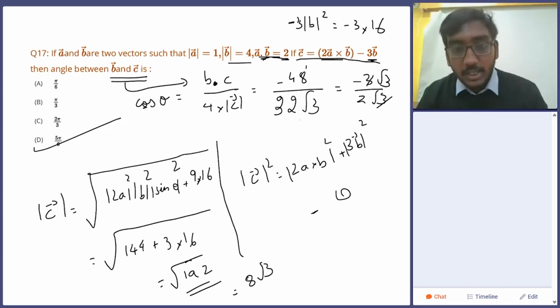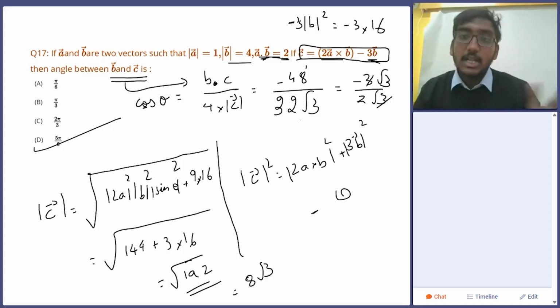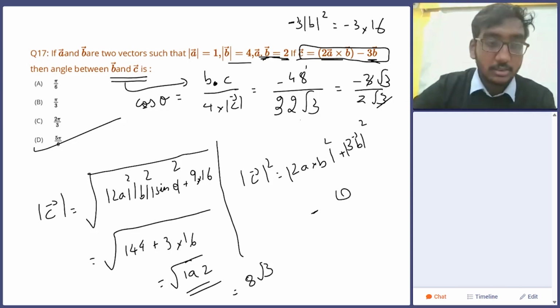With that you can find modulus c, right? And in this expression, when you take the dot product with b on both sides, that is on the left hand side as well as the right hand side, you will get the value of b dot c also. Okay, simple question.